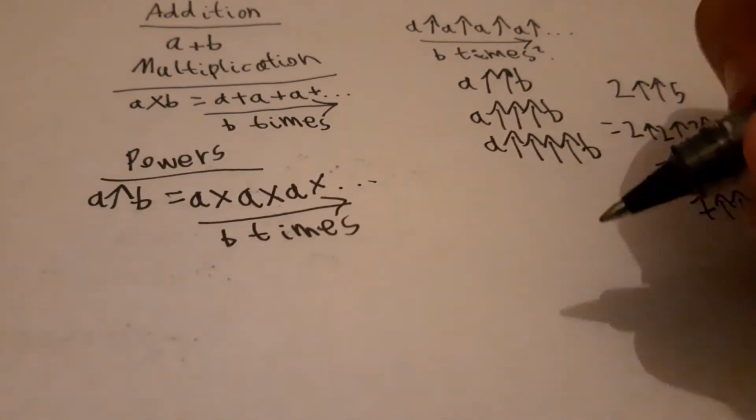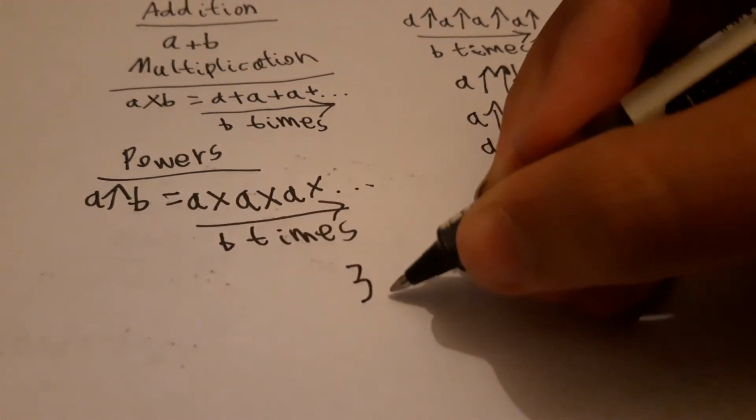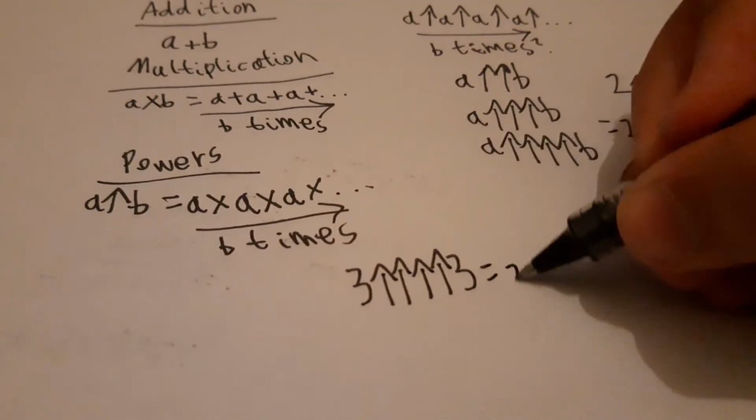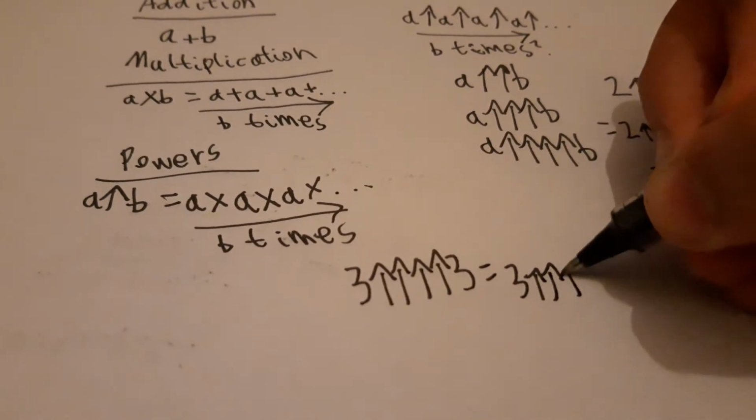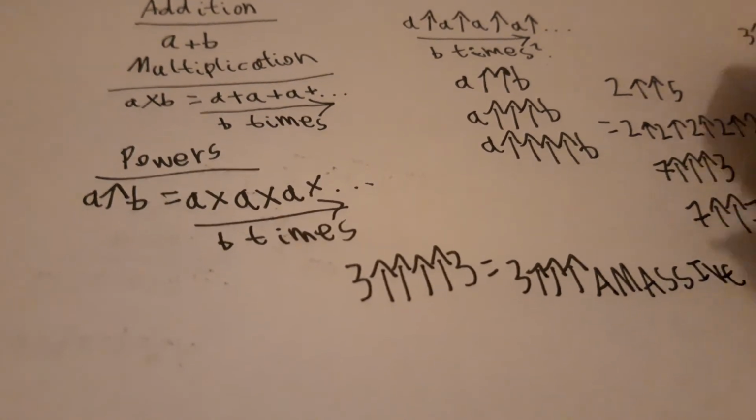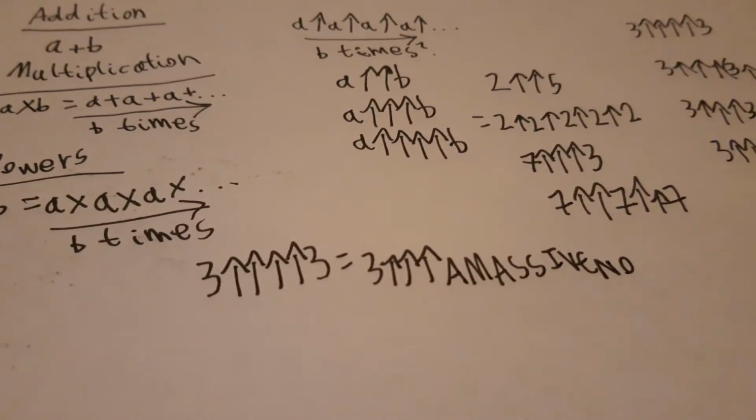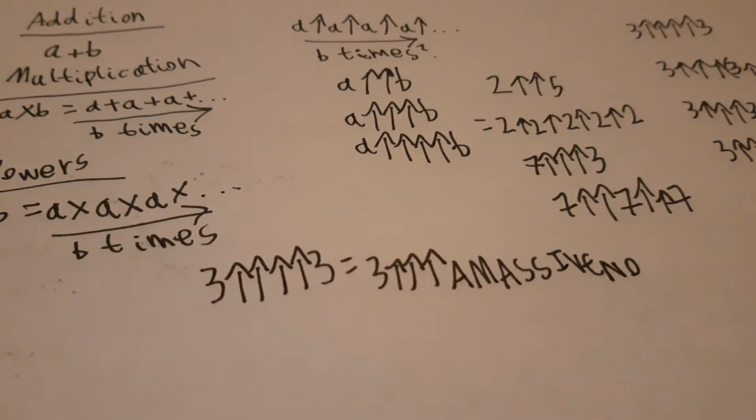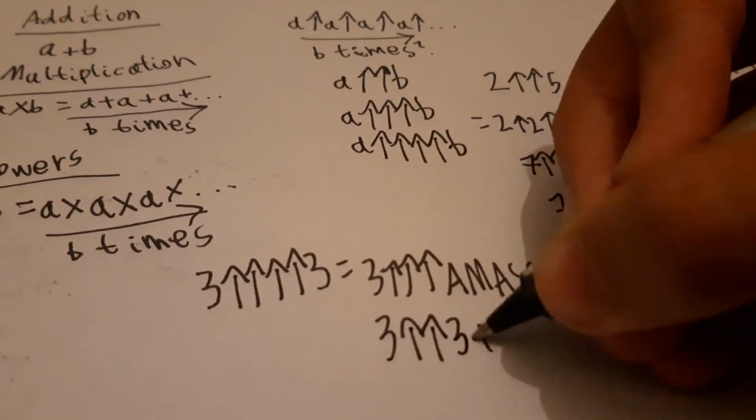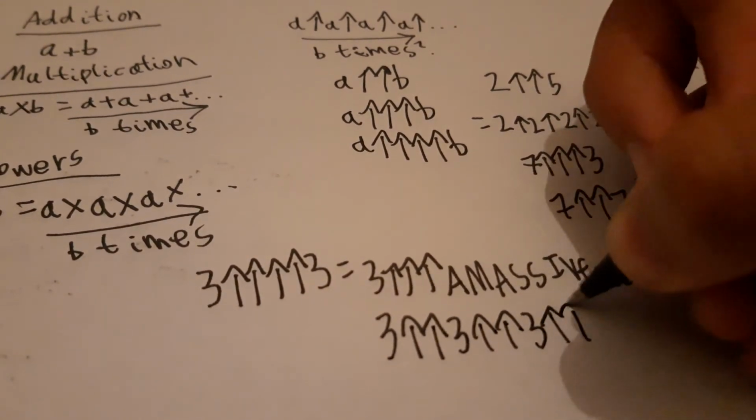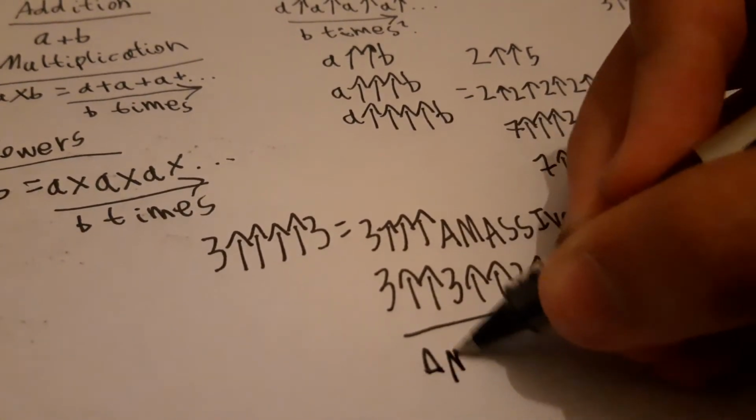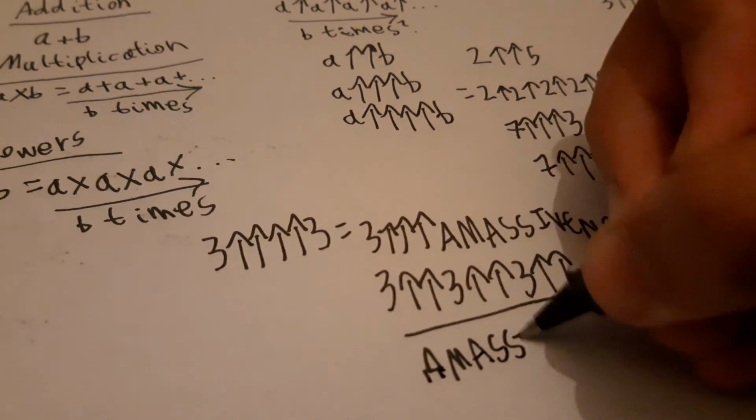Now, if we wanted to have 4 arrows 3, remember that's 3 triple arrow, a massive number. I'm going to write "MN" for short, so basically it's a massive number. Now, 3 triple arrow, a massive number, is basically 3 double arrow, 3 double arrow, 3 double arrow, keep going on, a massive number times.